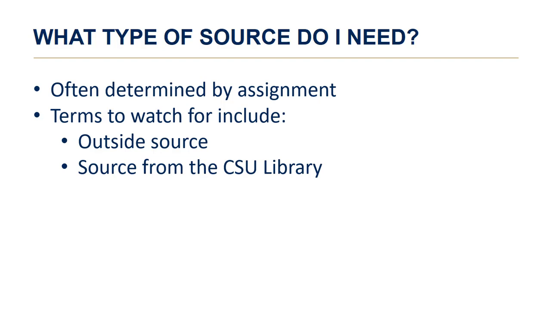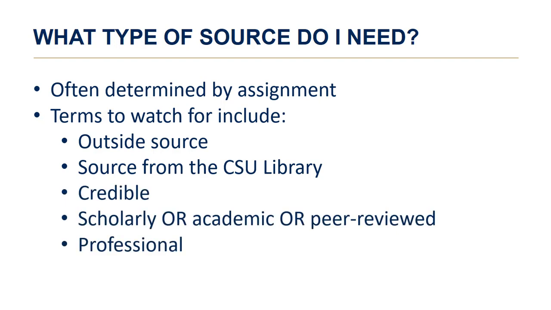Many times, you will be instructed to find a credible source, but what does that mean? Or you may be asked to find a specific type of article, like a scholarly article or academic or peer-reviewed article. Are these terms interchangeable? And if you're asked to find professional articles, are those the same as peer-reviewed? We will discuss these different terms in just a moment.